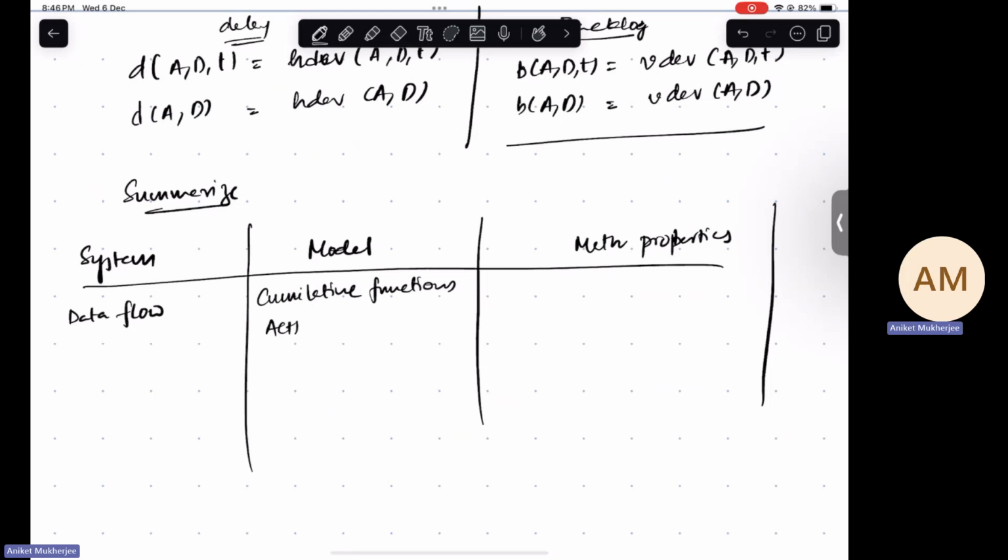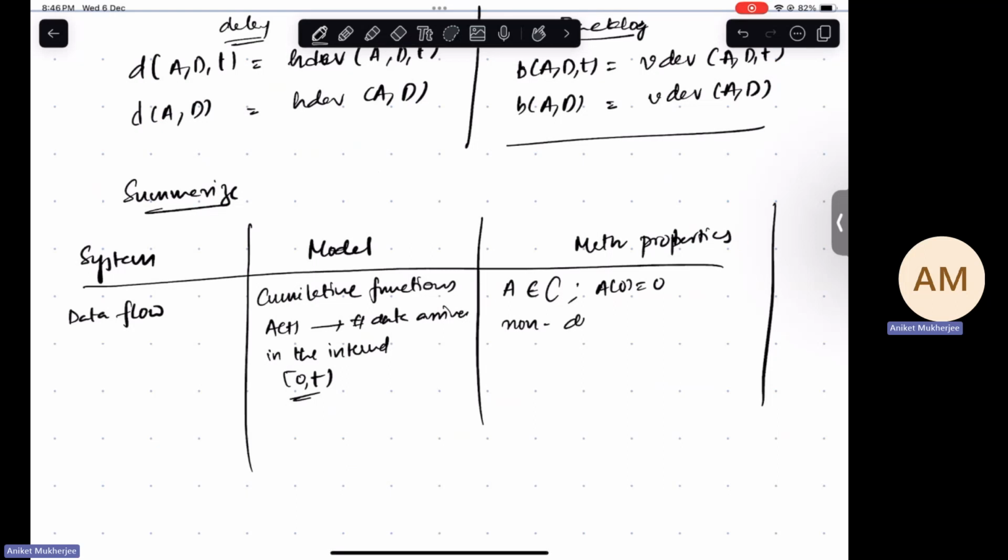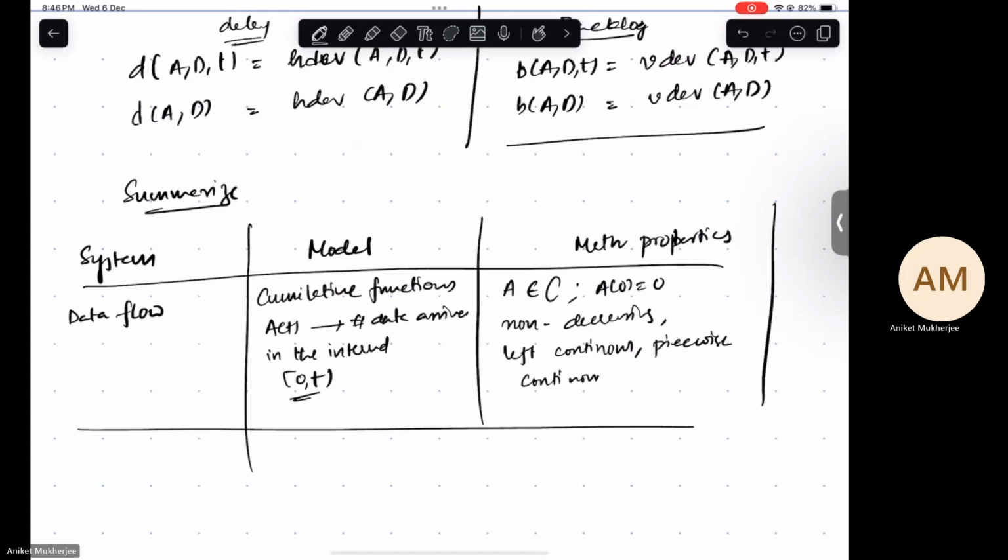So you have A(t) amount of data arrived in the interval 0 to t. We have discussed this. So what properties does it have? The cumulative function belongs to a set of cumulative functions, and A(0) equals 0, right? This is non-decreasing, left continuous and piecewise continuous, right? This is what we have seen.